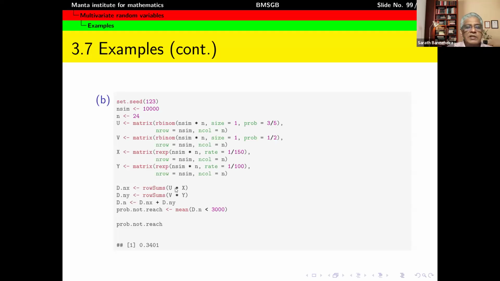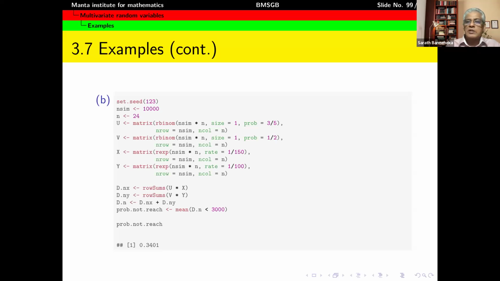So therefore I will get, finally, row sums of u times x will have 10,000 values, and similarly row sums of v times y will have 10,000 values, right? So the first value in this column is the position or the location of the point, actually the x coordinate of the oil spill after 24 hours. And the first number in this column will be the y coordinate of the oil spill after 24 hours. So therefore I can get x plus y for that particular 24-hour period, right?